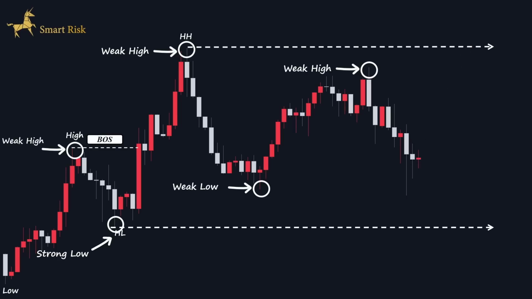In the second scenario, if the price breaks through the last strong low point, this weak high turns into a strong structural high point. Now let's examine another structure to solidify what we've learned up to this part of the episode.